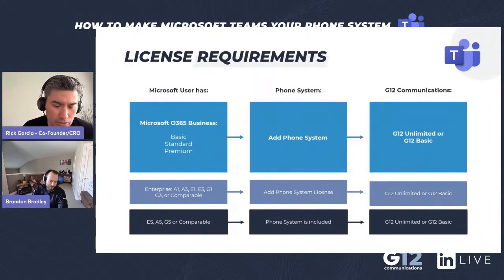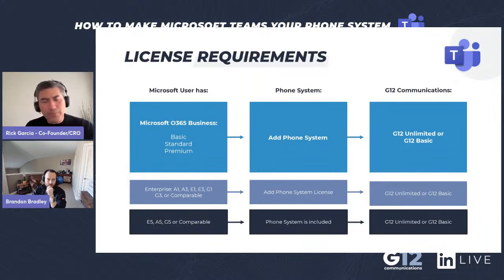Okay, licensing numbers. Here's what things look like. This chart can look confusing, and there are different levels of licenses and names for them and everything. But the gist of it is obviously if you've got an E5, A5, or G5 license, you've already got the phone system included. You don't need anything else except a PSTN provider like G12 Communications. If you've got an A1 or A3 or E3 or E1 or G1 or G3, if you have any of those, you need to add the phone system to it.